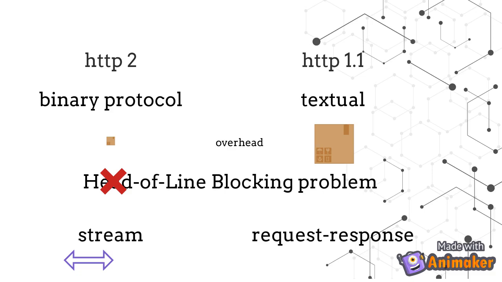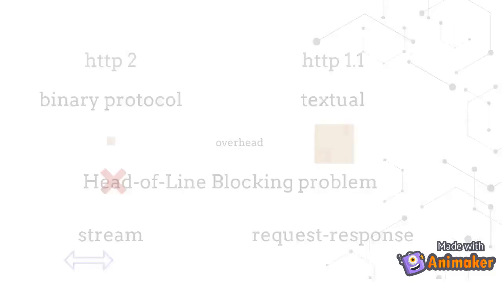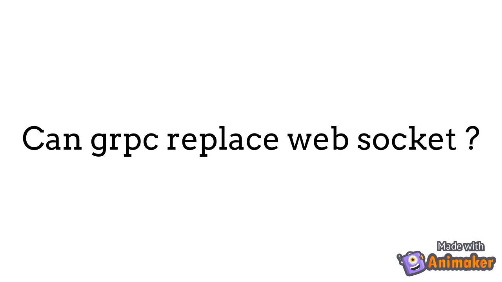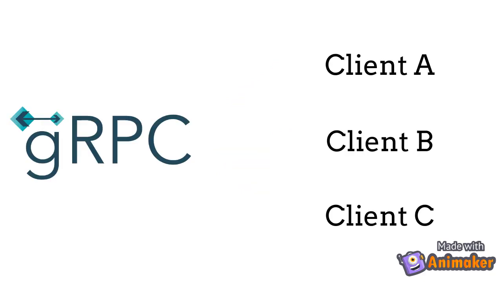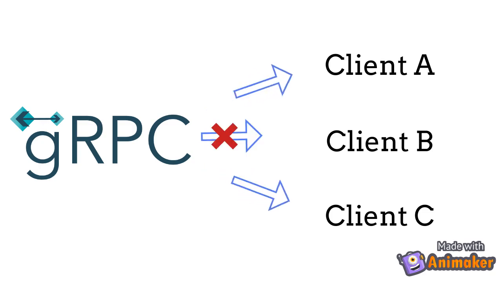Can gRPC replace WebSocket? No. Although gRPC enables duplex streaming, WebSocket is a fully duplex connection. gRPC cannot continue the previous connection if the connection is closed in the middle of the content pushing process. Moreover, gRPC can only push the data on the request by the client. The server cannot push the data without any request from the client.